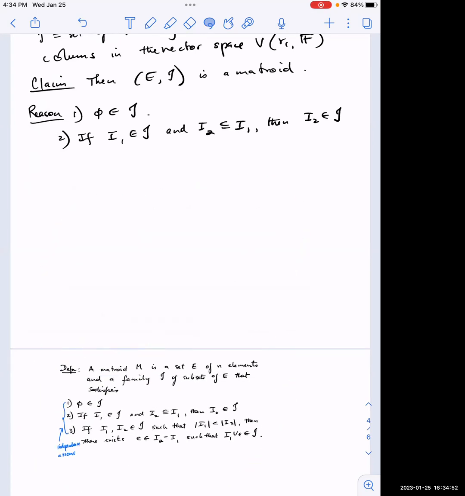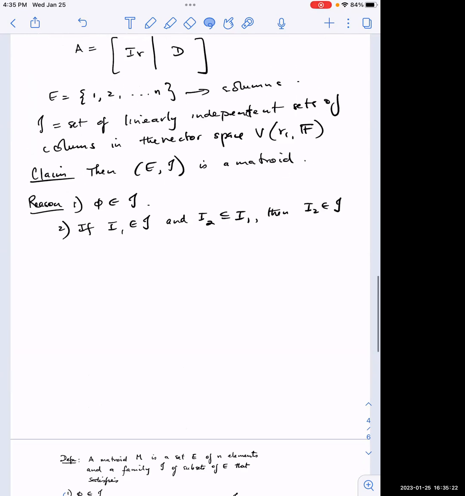How do we grow a linearly independent set? The intuition there is that you can take any linearly independent set and grow it to a basis. That idea is what's encapsulated in axiom number 3. And it was Whitney's genius to recognize these 3 axioms as axioms that lead to a meaningful system that gives lots and lots of examples. So let's prove 3 for matrices.